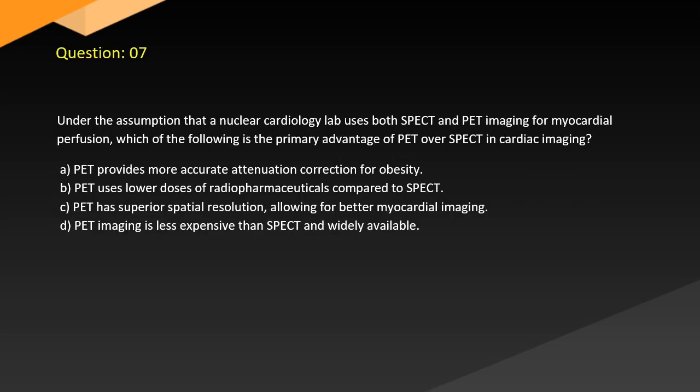Question 7. Under the assumption that a nuclear cardiology lab uses both SPECT and PET imaging for myocardial perfusion, which of the following is the primary advantage of PET over SPECT in cardiac imaging? A. PET provides more accurate attenuation correction for obesity. B. PET uses lower doses of radiopharmaceuticals compared to SPECT. C. PET has superior spatial resolution, allowing for better myocardial imaging. D. PET imaging is less expensive than SPECT and widely available.